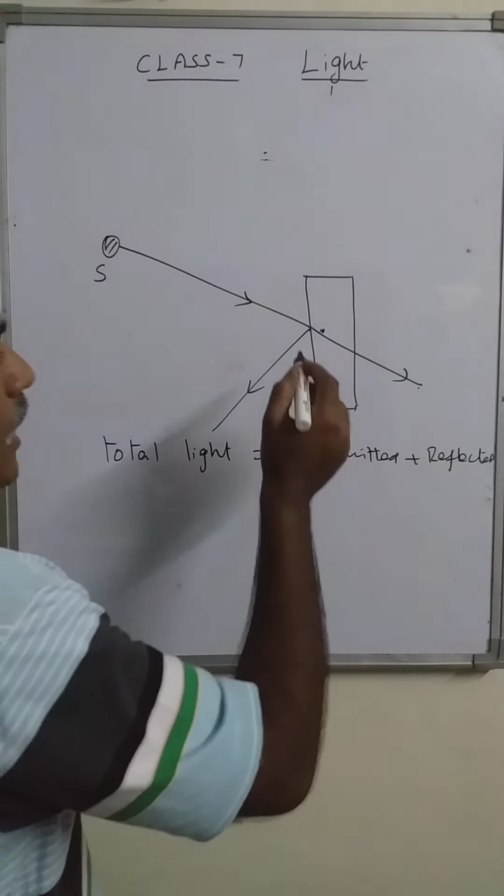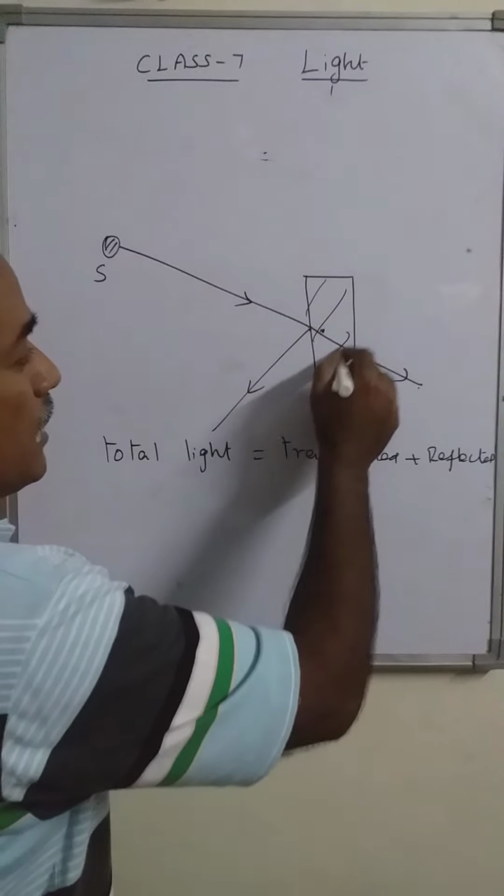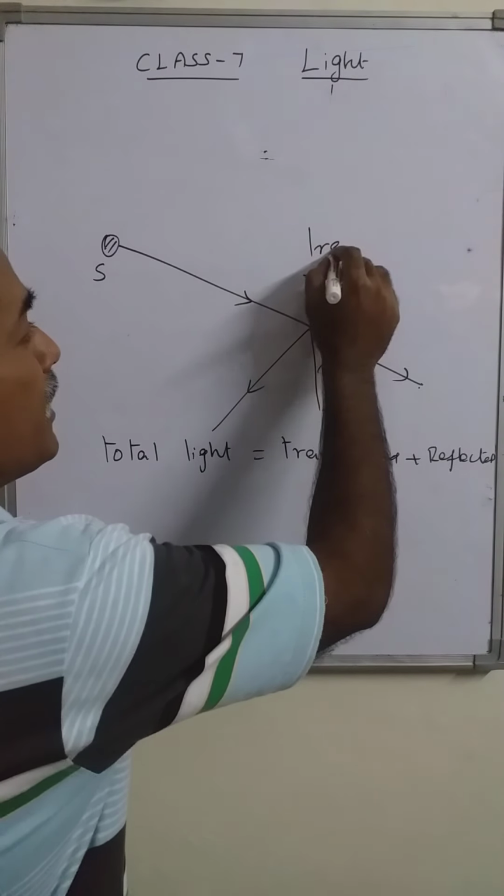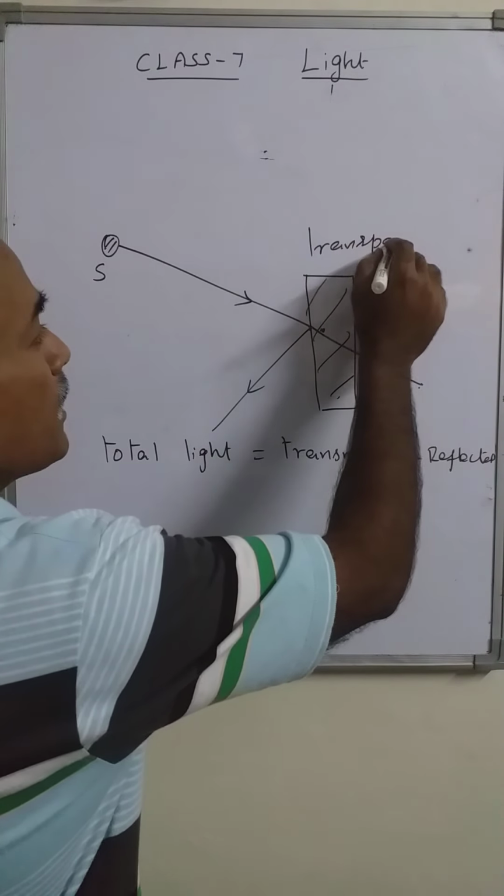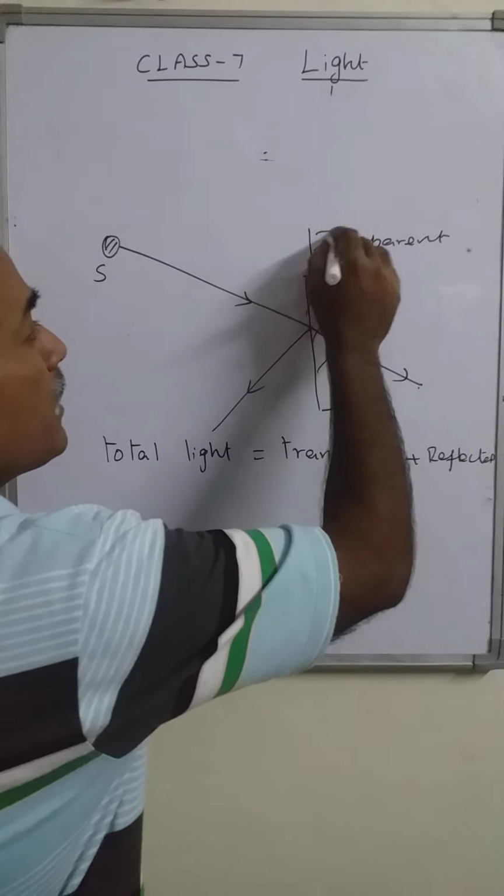Suppose the surface is completely transparent, a perfectly transparent surface.